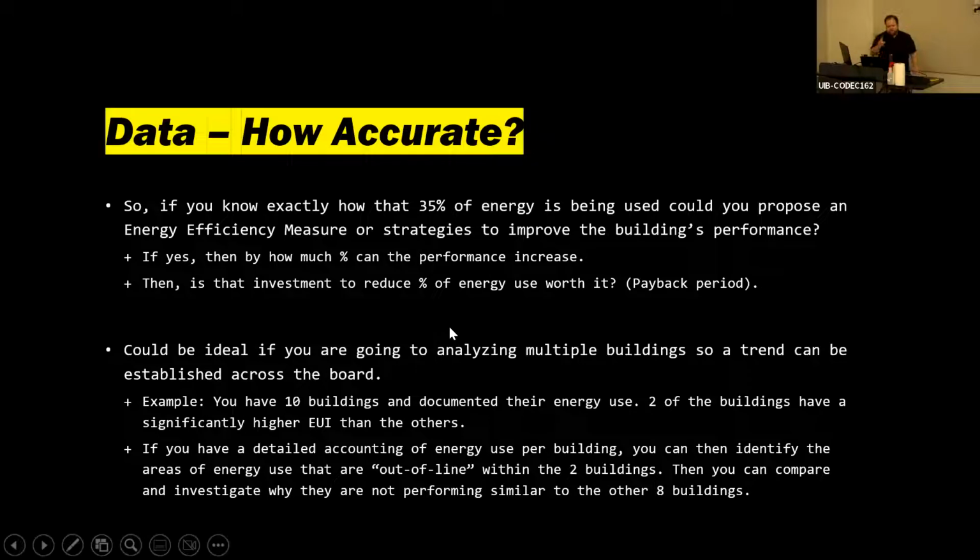So here's why we ignore the 35%. If you know that 35% and you know how it's allocated, how confident are you that you're going to be able to propose an energy efficient measure that is going to reduce the energy, but also be worth the payoff? You don't, but you're going to have to spend the time, energy, and resources doing that. So that's why we focused on the big fish.